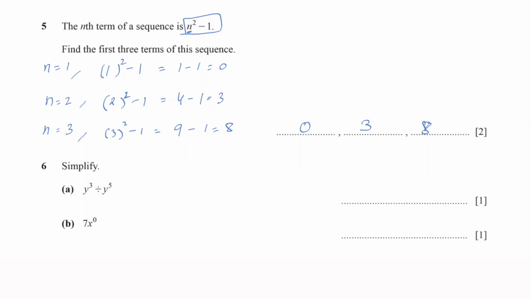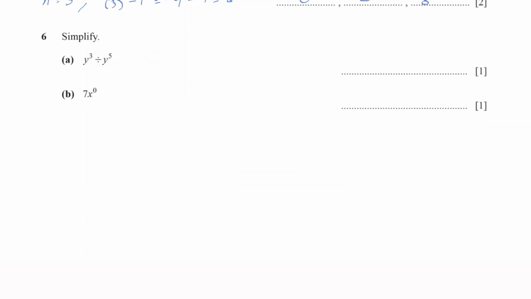So let's move on to question number 6. Simplify part A, y cube divided by y to the power 5. When there is a division sign and the bases are the same, we have to subtract the powers. So the power is 3 minus the other power, 5. If I subtract 3 minus 5, I get minus 2 in your calculator. So it will be y raised to power minus 2. Or you can even write a negative power in reciprocal form, 1 by y raised to power 2. Okay, so both are correct.